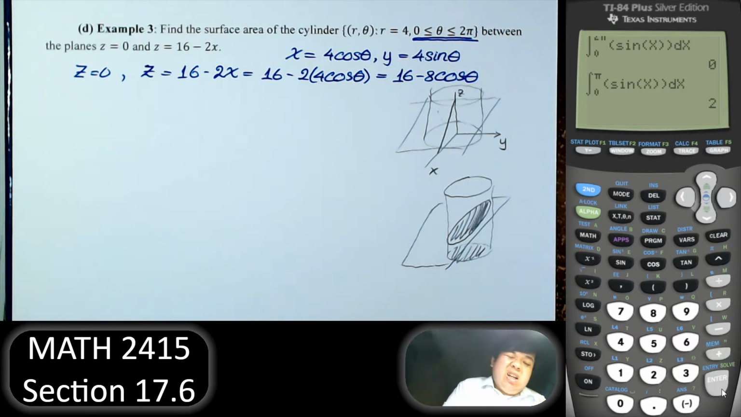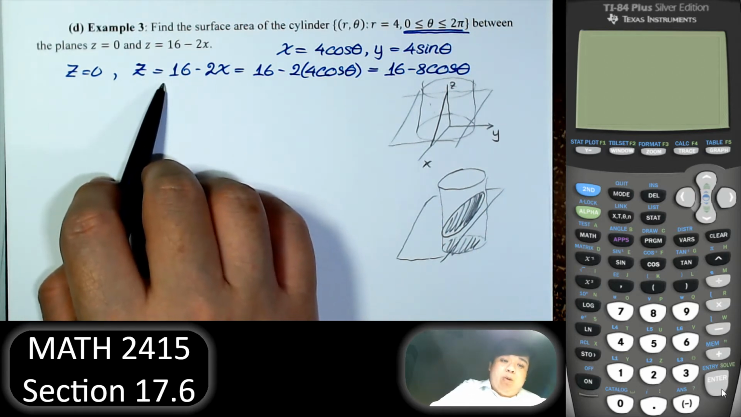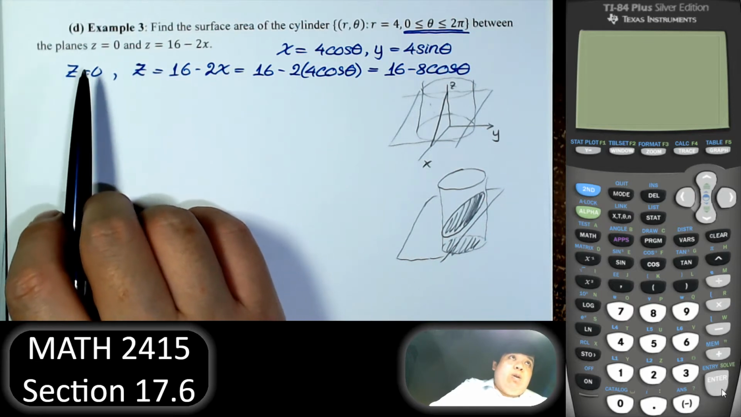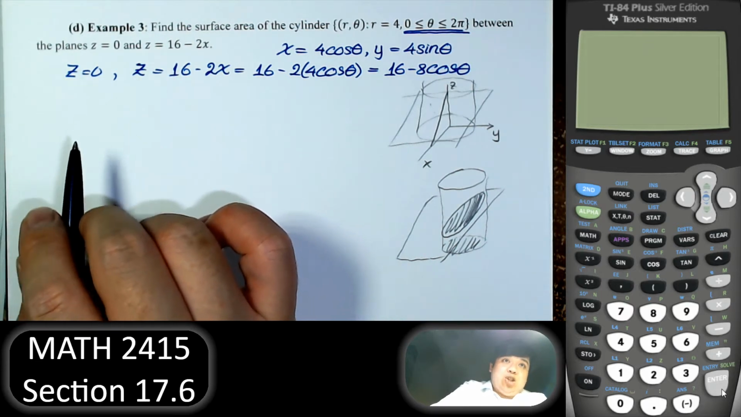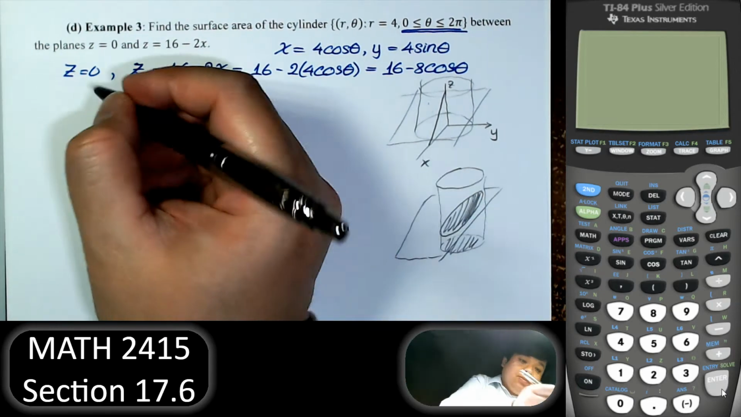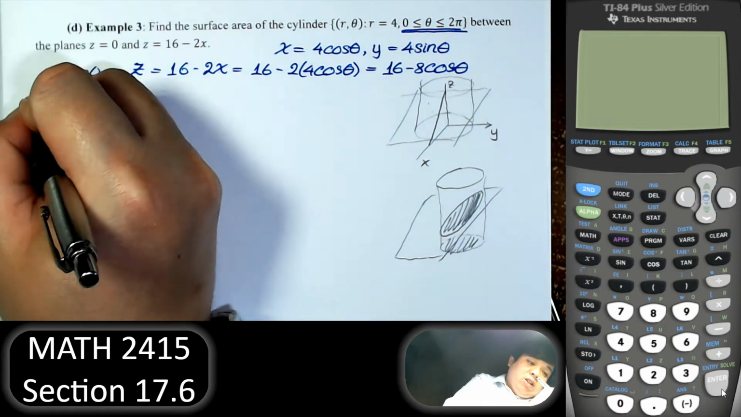So the limit is slightly different, but in this case, notice z varies from here to there, so z has to be a parameter. I repeat, z goes from 0 to that value, so z has to be a parameter. So in this case, this is what we want to write. The first step is always to parameterize the surface.